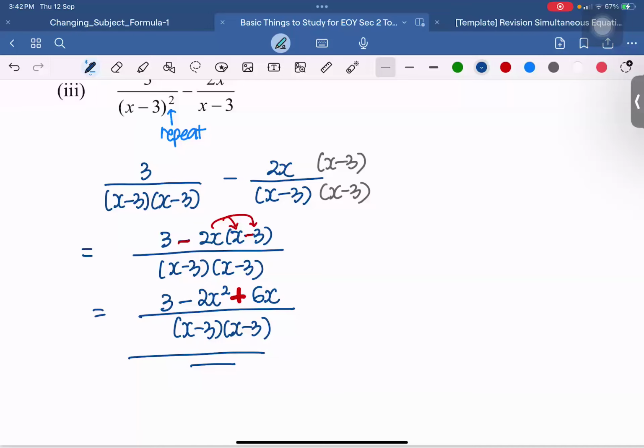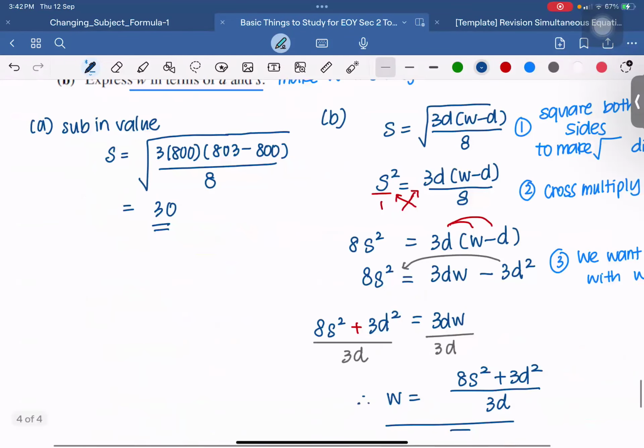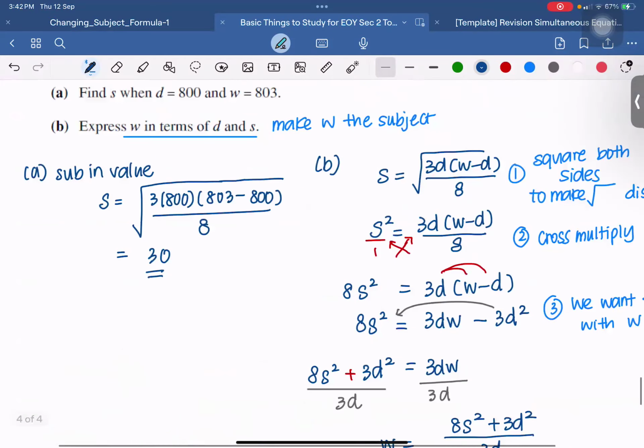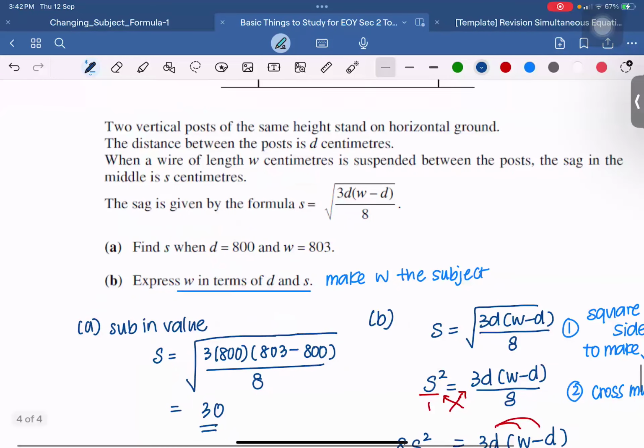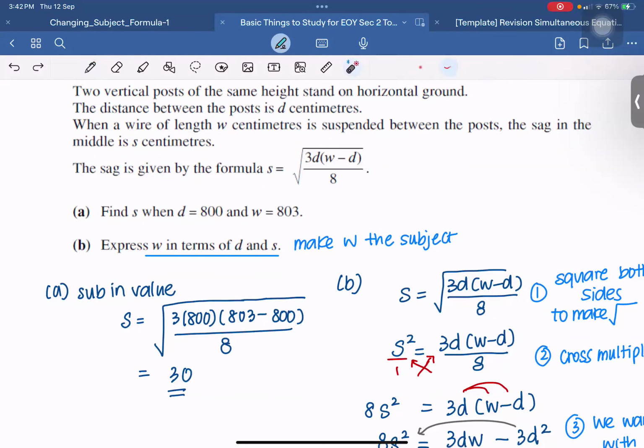Okay. Next. Last part, then after I'll do simultaneous equation for Yusuf. Okay, first part over here, this is given, just sub in the numbers. I assume you know how to do, so I'm not going to go through.